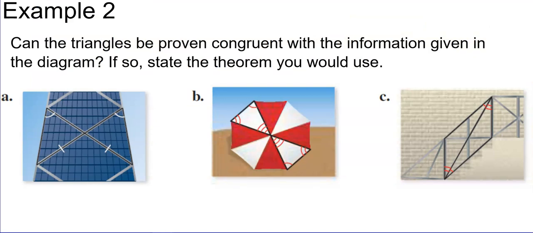All right, can the triangles be proven congruent with the information given in the diagram? So you see here we have angles marked, okay? We also have unmarked those angles, and we also have these angles, okay? So right here, we have an angle, and a side. We have angle, angle, side. So that's yes by AAS.